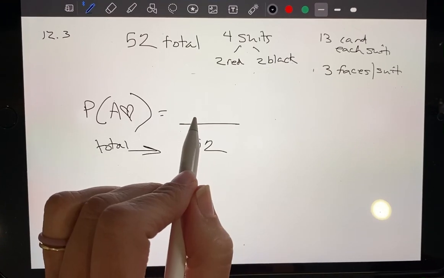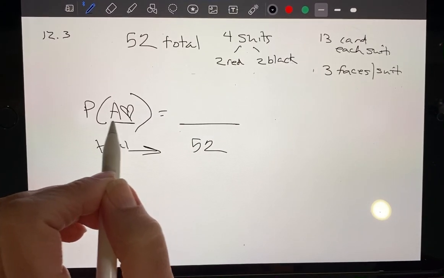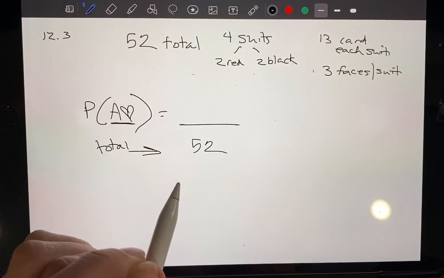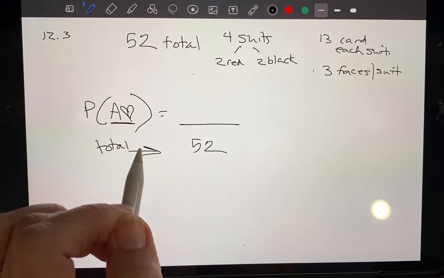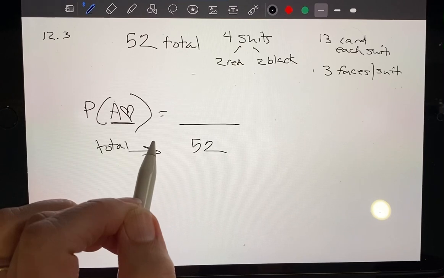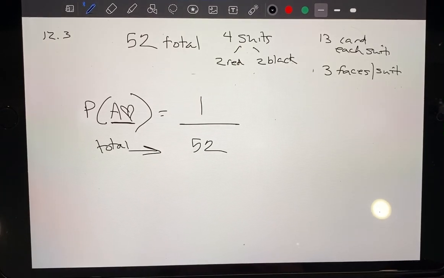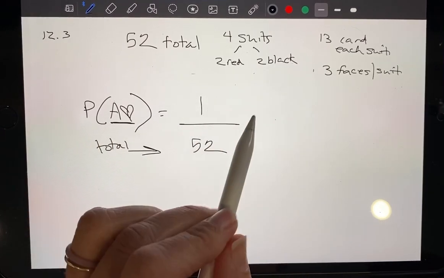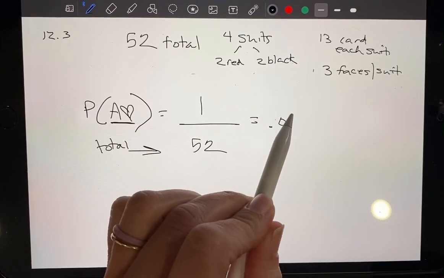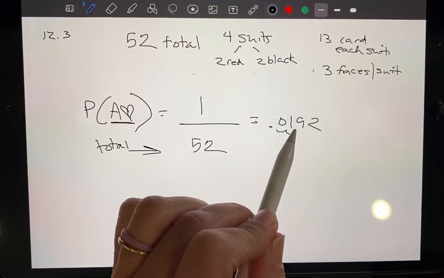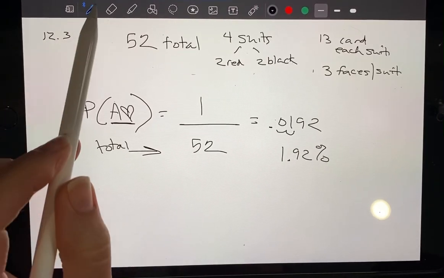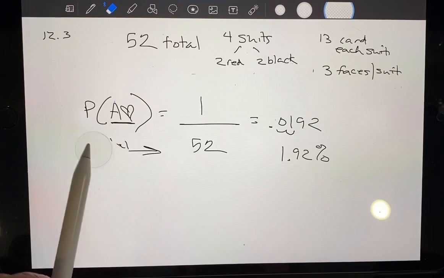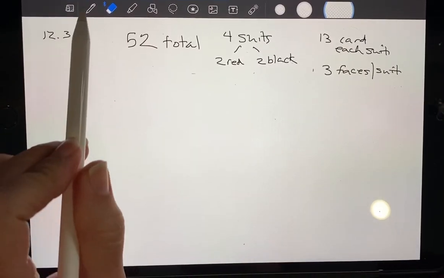So then on the top, I ask, how many ways can I pick an Ace of Hearts? So how many options do I have of getting this one card? Well, there is only one Ace of Hearts. So it would be 1 out of 52. We would divide that and get 0.0192. If we move that, that'd be 1.92% chance of drawing the Ace of Hearts out of a deck of cards.